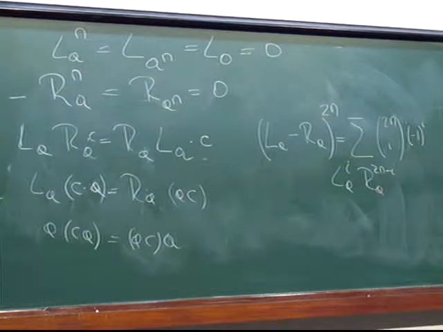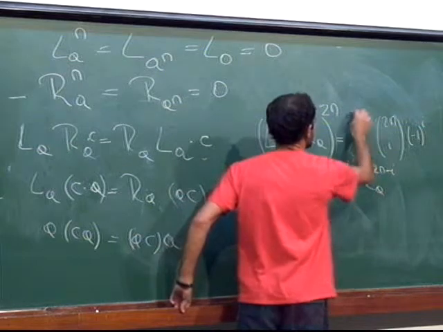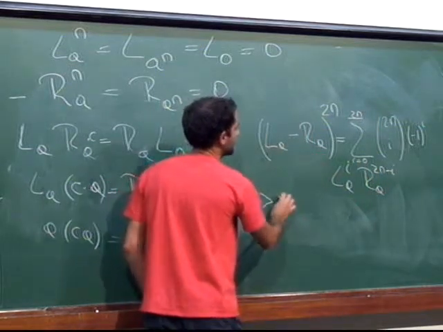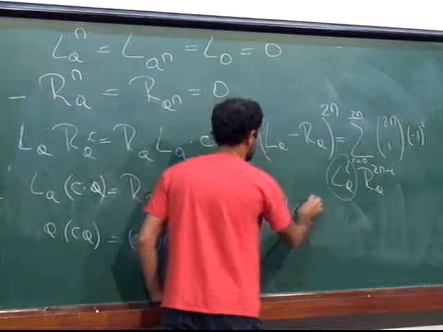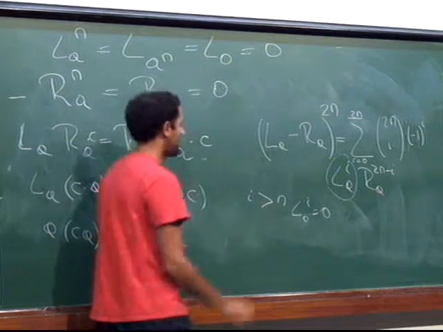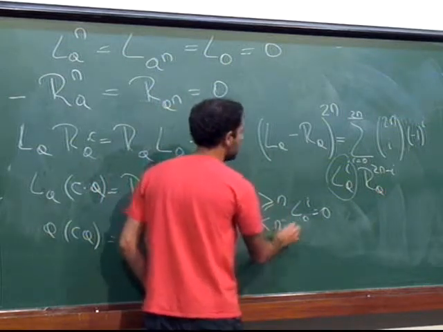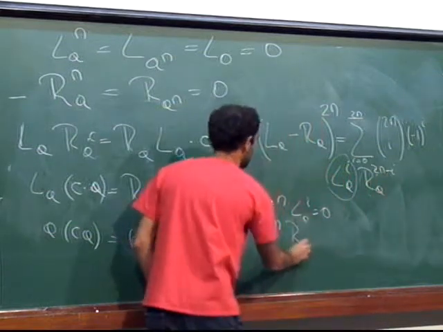But now, this sum is from i equals 0 to 2n. So if i is bigger than n, this guy is 0. And if i is less than n, then this guy is bigger than n, and this guy is 0.